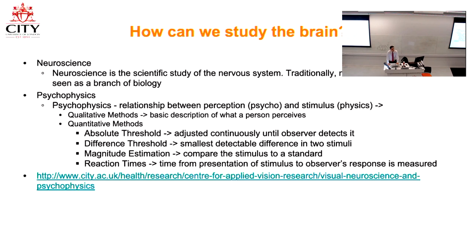So we show an object to a participant and do different measurements. We have absolute threshold, difference threshold, magnitude estimation, reaction times, to see how long they take to react. What is the level of light at which the person can start to see the object that we want, and things like that, to understand the limits of whether we are studying vision or something else.